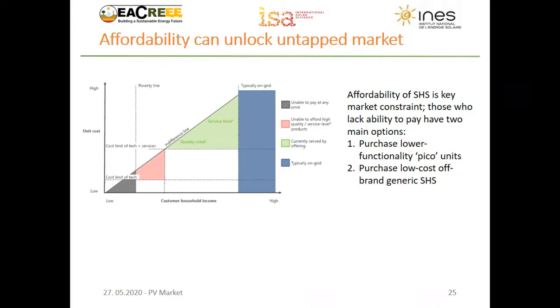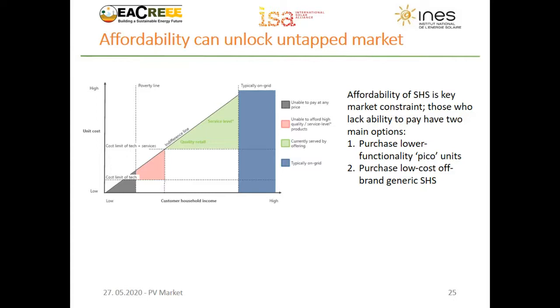So as the income level increases, they're able to get high quality and larger systems, sometimes pushing them to be independent of the grid. And you find some of them at the higher income levels fully depend on the grid with just stabilization of their power from solar. So generally, affordability of solar home systems is a key constraint, and those who lack the ability to pay, we can say they have only two options.